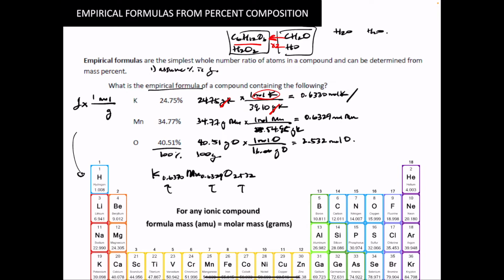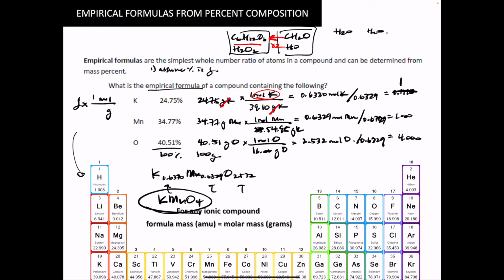So let me do that. I'm going to divide by the smallest one, 0.6329 divided by 0.6329, and this one is 1.000, exactly 1. And this one is 4.000. So what do we see now? The ratio is really K 1, Mn 1, O 4. So this is the empirical formula based on this mass.